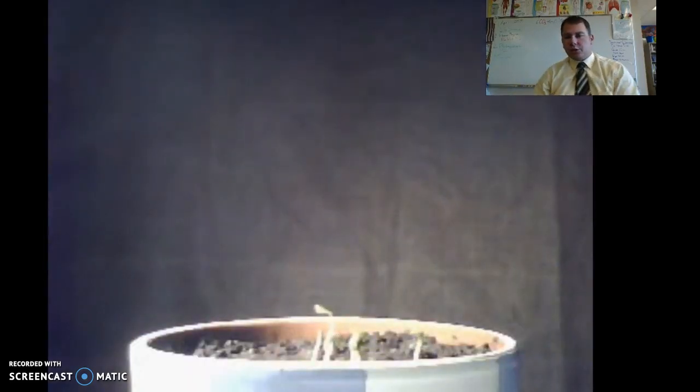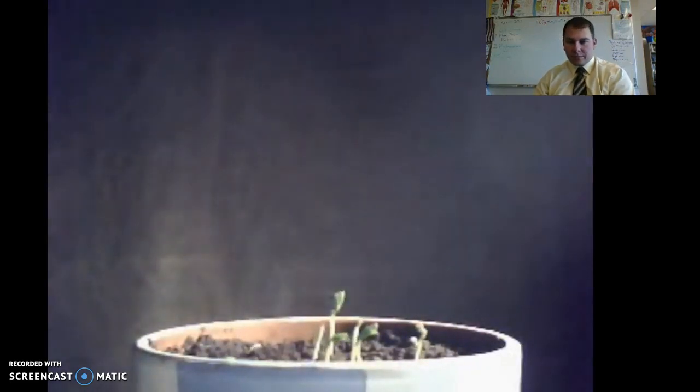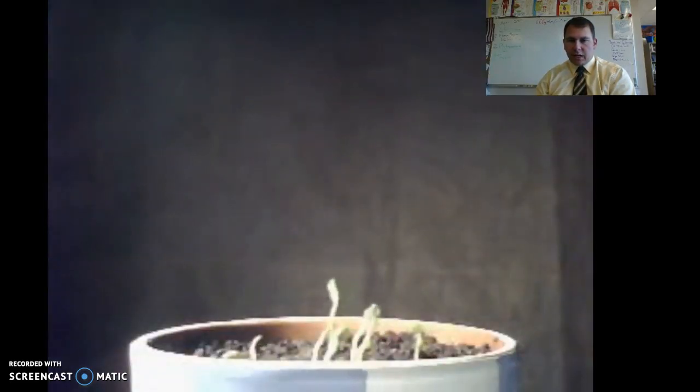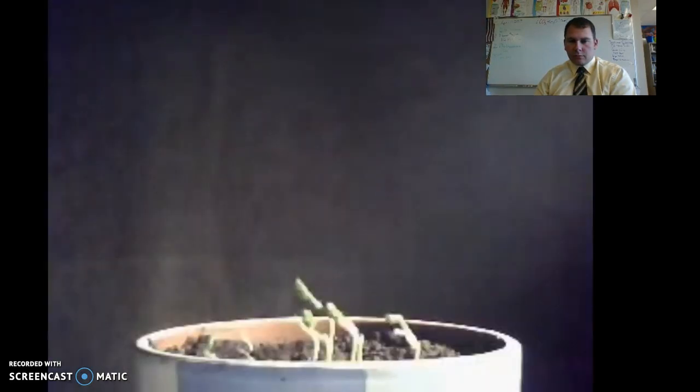The light change is showing you the direction of the plant as it is growing. Light change direction again. Change direction.